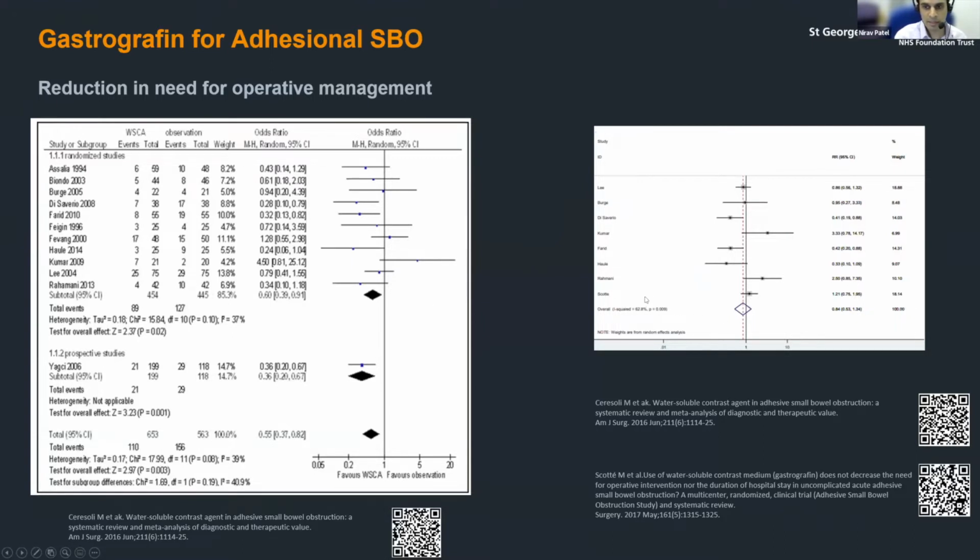However, there was a study by Scott et al., published after this meta-analysis, which is the largest study looking at the two groups, and showed no difference in outcomes between the two groups. So it's still contentious, and there will be centers that will prefer to do it, and there will be those that won't. But there is some evidence that points towards it can be used effectively to reduce the need for operation in adhesional small bowel obstruction.